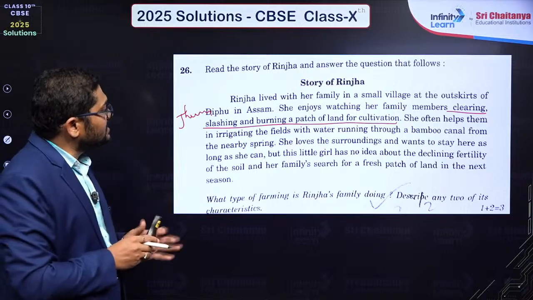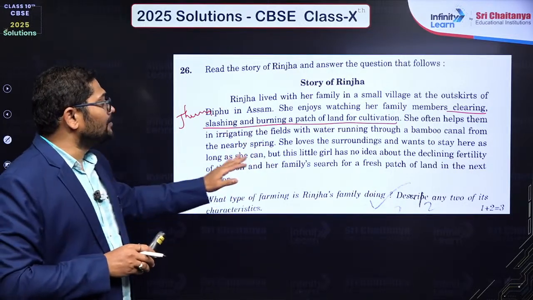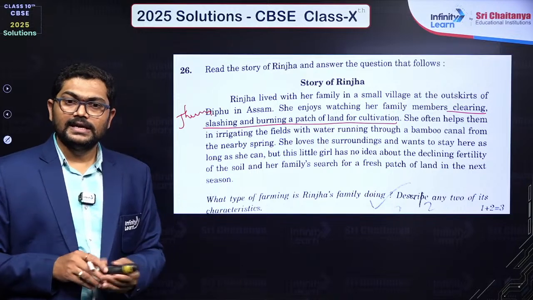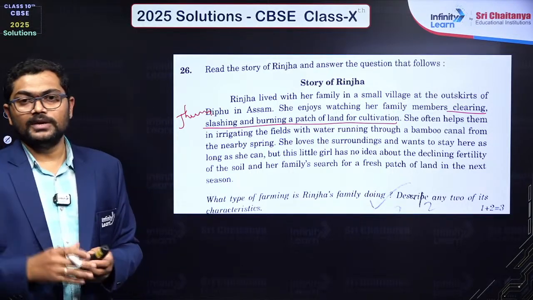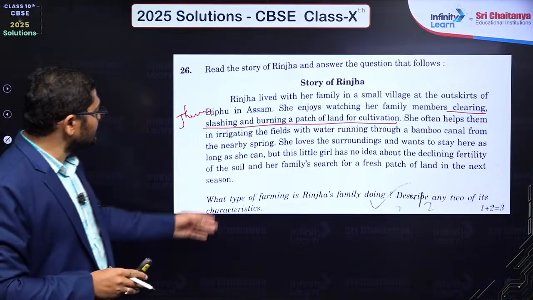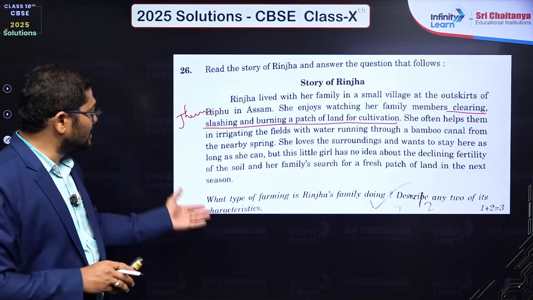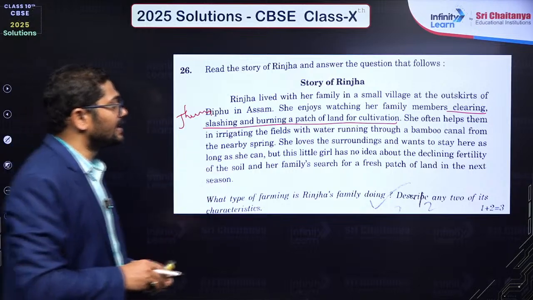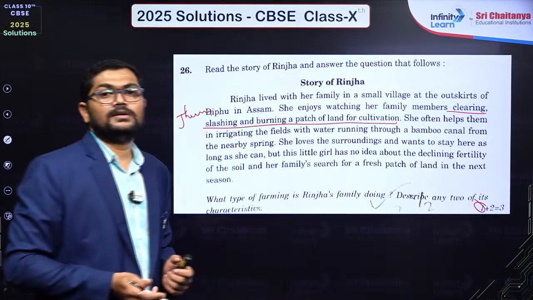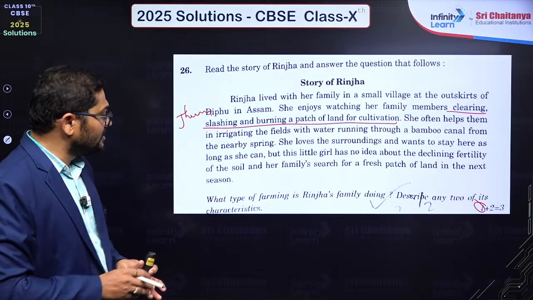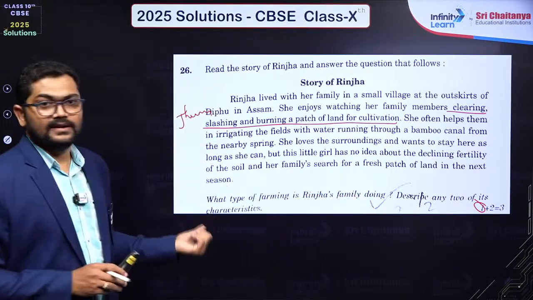And for some years we do the cultivation in that particular place, and once the land loses its fertility, another patch of land is cleared. So for this question, what type of farming is Rinja's family doing? For that we can write slash and burn agriculture. So for 1 marker, if you are able to identify the type of agriculture, you will get 1 mark. And then we need to write any two of its characteristics.